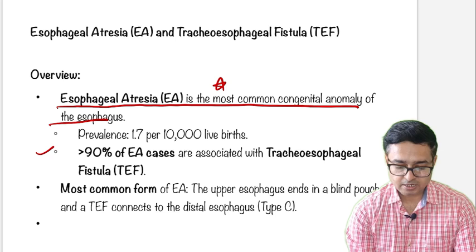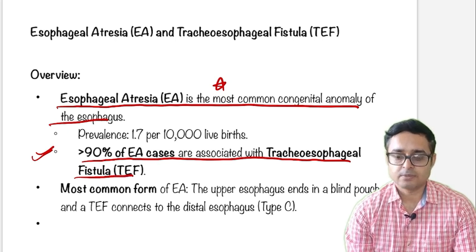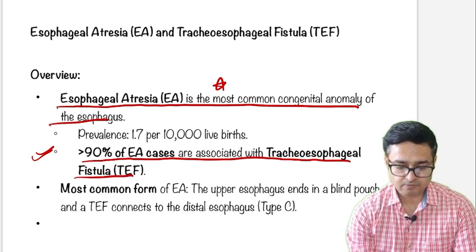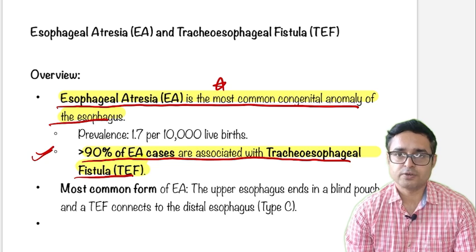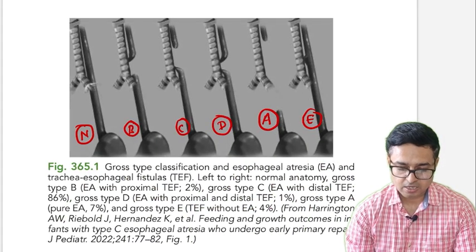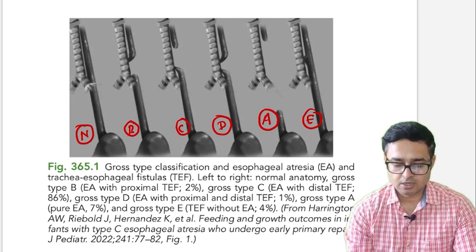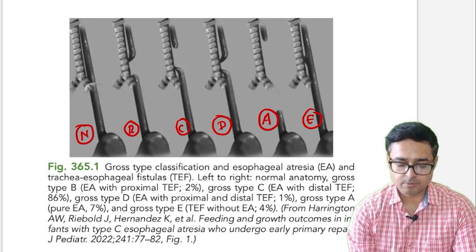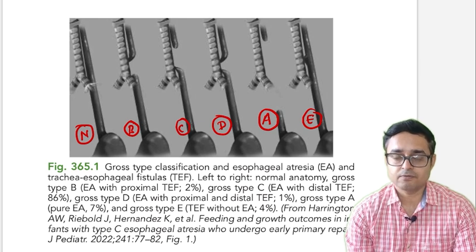The point to be noted here: though 90% of esophageal atresia cases are associated with tracheoesophageal fistula, the correct statement is this, and we have to mark this. These are two very important statements. The most common esophageal atresia is type C. We will see later. So this is the classification of esophageal atresia. This is normal anatomy, and then B, C, D, A, E. Just remember it is not starting with A.